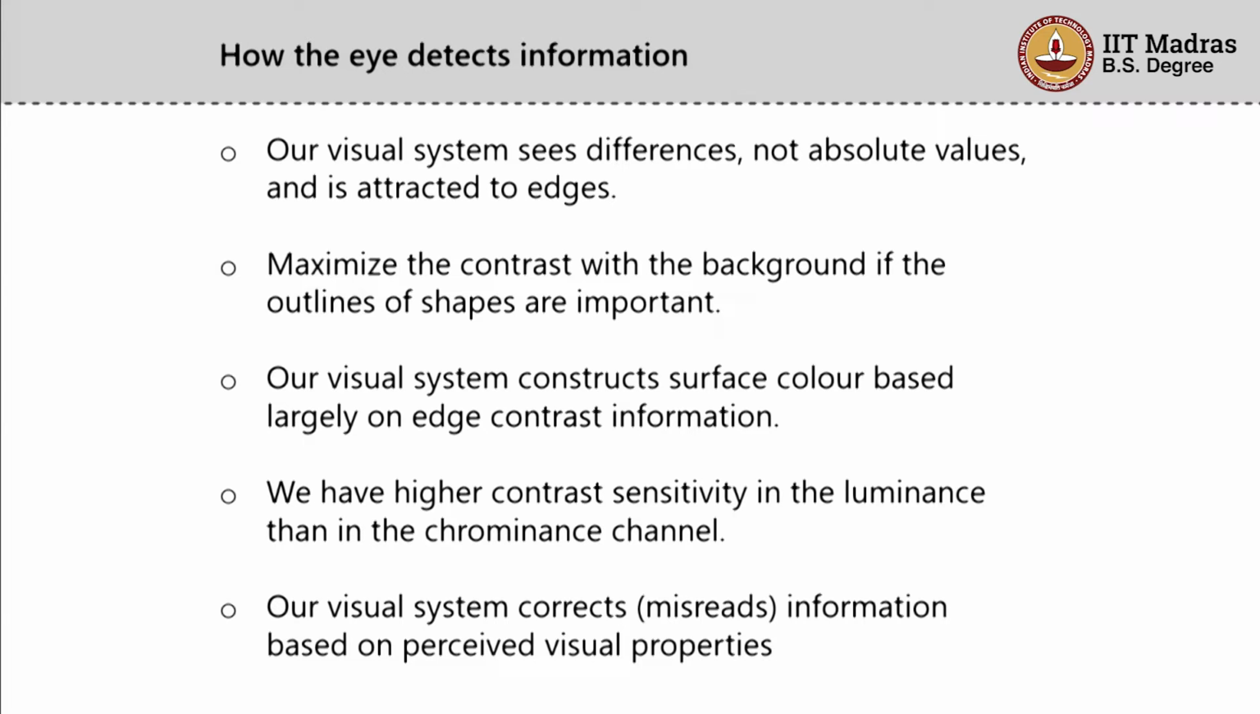I think I mentioned this yesterday. Okay, we are able to detect more subtle differences in the luminance channel rather than the chrominance channel. I will show you some examples, it will become clear. Our visual system corrects or misreads information based on perceived visual properties.